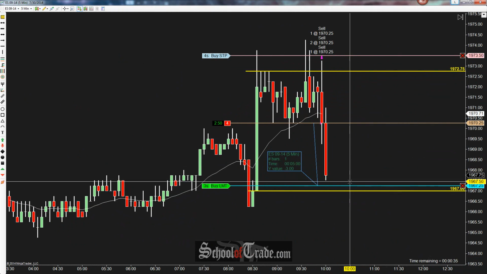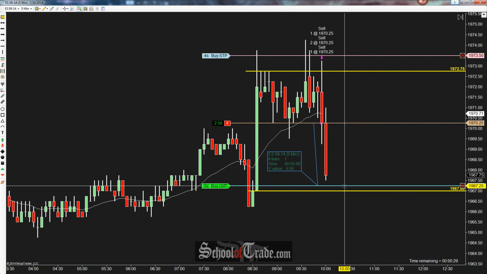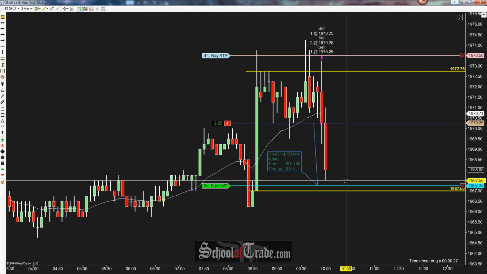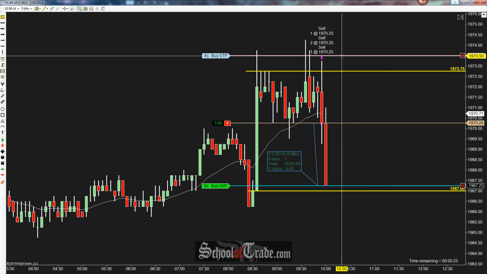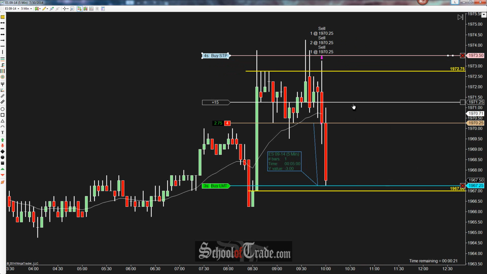All right, we're getting a push down into our first target here, coming on that 3-point mark. Haven't filled it yet. We've gotten a tick away from it so far, 67 quarter. We've gotten as low as 67 half. Now, because of that, what I'm going to do is I'm just going to lock my stop in a little bit tighter.